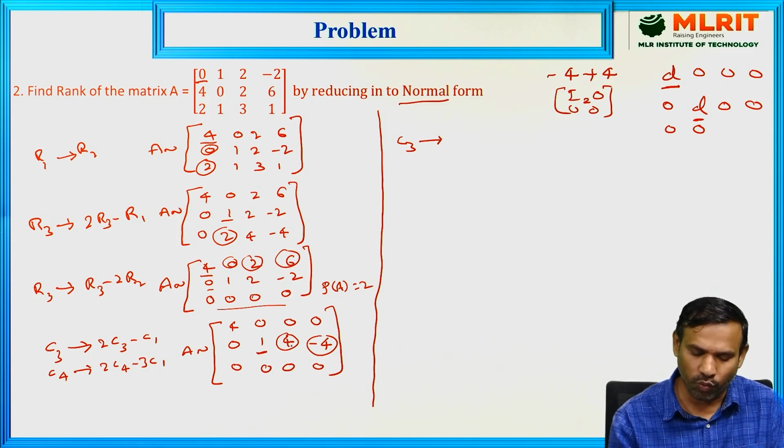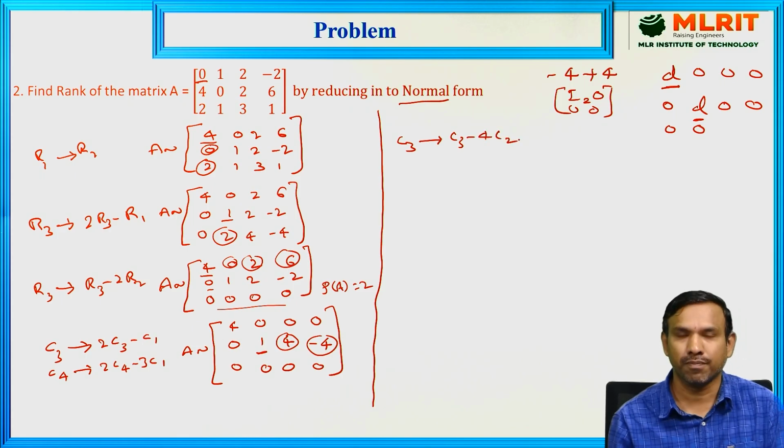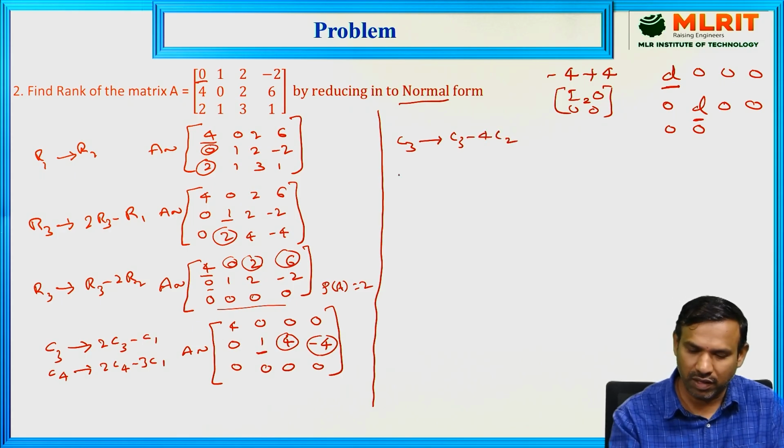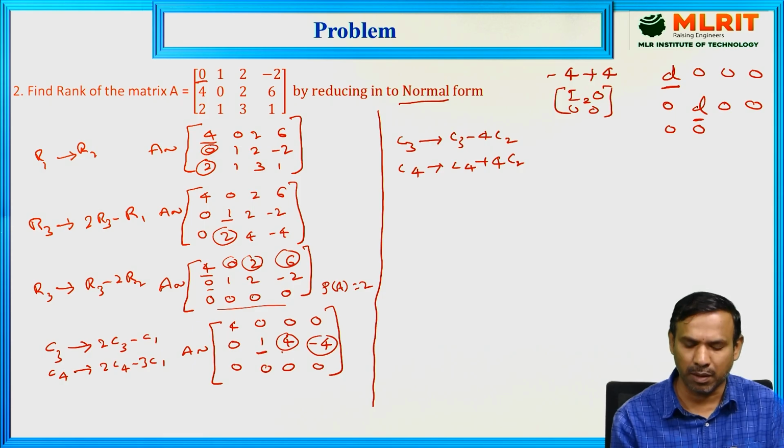C3 is 4 minus 4C2. Okay. Next, C4 is minus 4. Minus 4 means for C4 this should be plus 4C2. Same sign, 4, 4, same sign, subtraction. 1 minus 4, opposite sign, so plus. It is very simple.